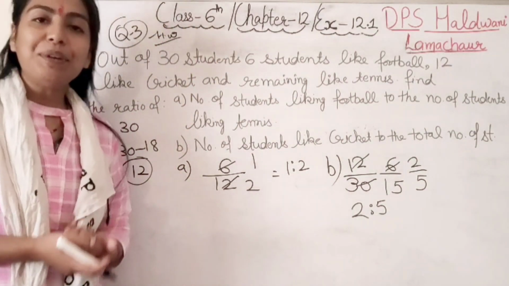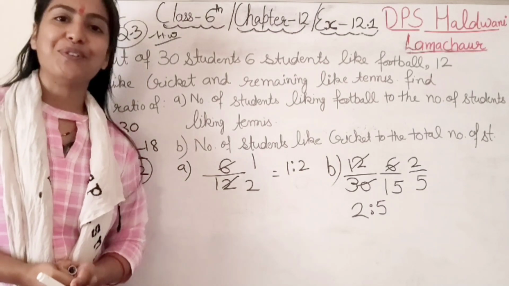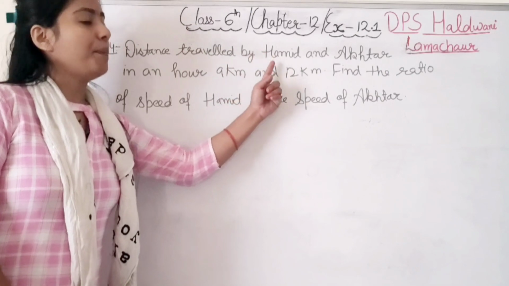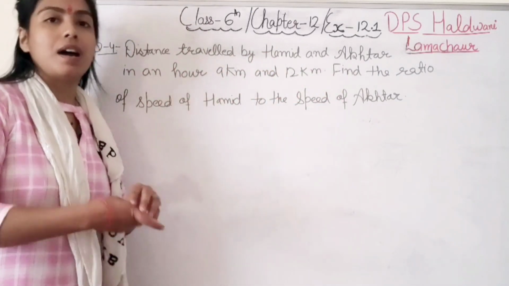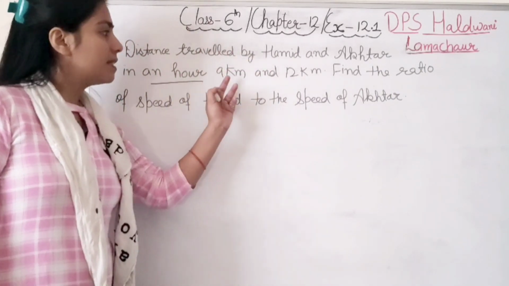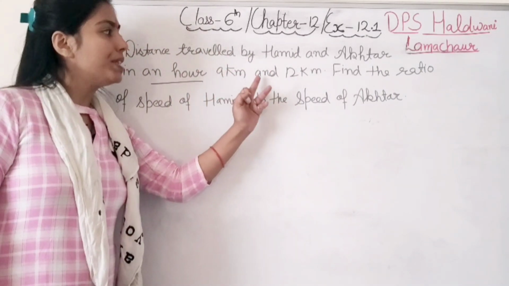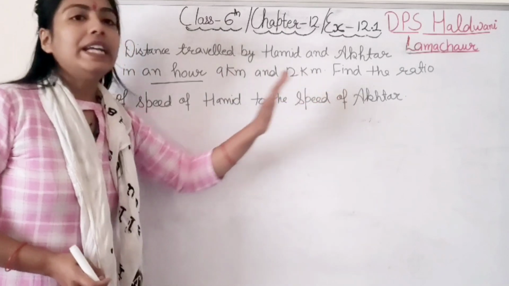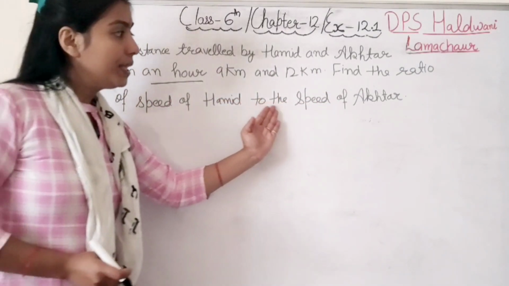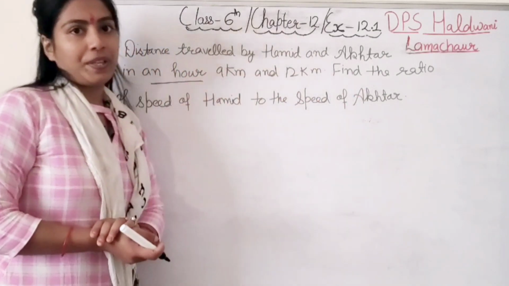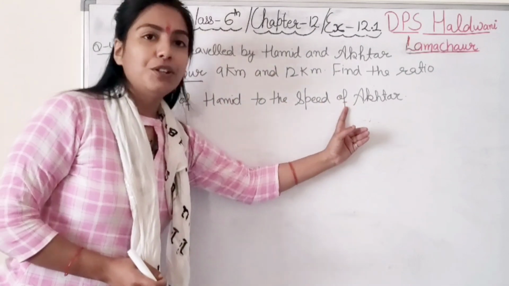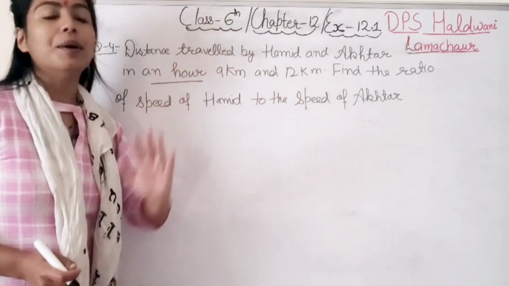Okay, so now coming to our next question, question number 4, student. The distance travelled by Hamid and Akhtar in an hour, in 1 hour, is 9 km and 12 km. So find the ratio of the speed of Hamid to the speed of Akhtar. Means we have to find the ratio of the speed of Hamid to the speed of Akhtar, so Akhtar's speed will be in the denominator.